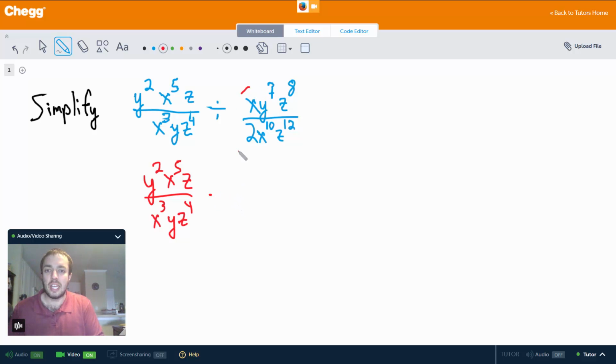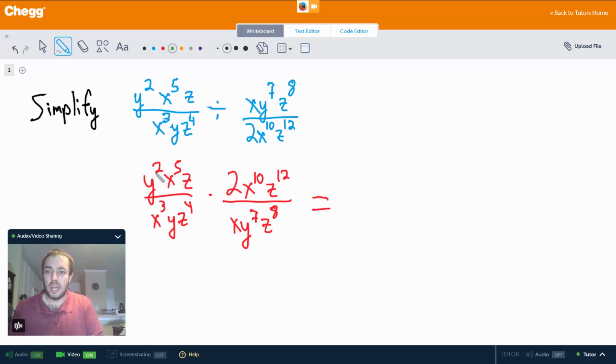Now when you divide by a fraction, that's the exact same thing as multiplying by the reciprocal. So what we want to do is take this fraction and flip it, because we want to convert this division to a multiplication. So if we take this fraction here and flip it, that's going to give us 2x to the 10th z to the 12th, all divided by xy to the 7th z to the 8th. All right, now we're ready to start simplifying a little bit. So let's go ahead and do that.